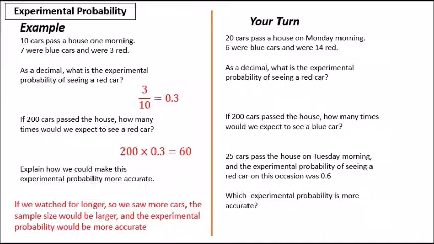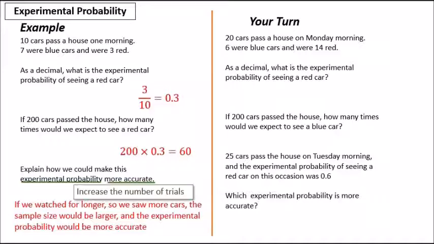Now if we want to explain how we can make this experimental probability more accurate, then really what we need to do is increase the number of trials. Whenever we have experimental probability and we're trying to make it more accurate, that is the thing we need to do. In this case, the number of trials is the number of cars that we see. So if we watch for longer and see more cars, we'd have a bigger sample size, which would mean the experimental probability that we get would be more accurate.